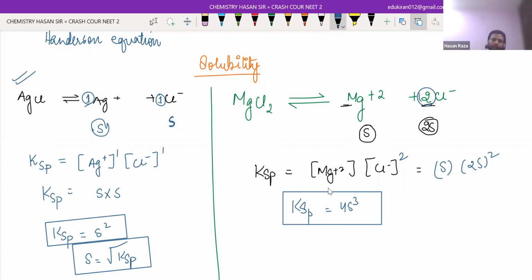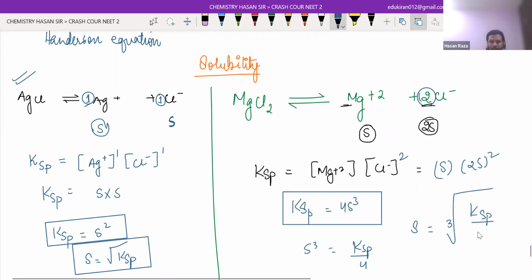Is that clear, everyone? Yes, sir. And you can write S cube will be equal to Ksp upon 4, and again S is equal to the cube root of Ksp upon 4. Here it will be 3. Cube root, not square root, cubic root.